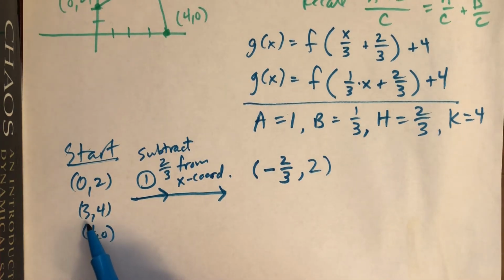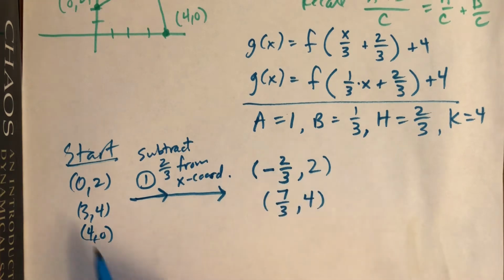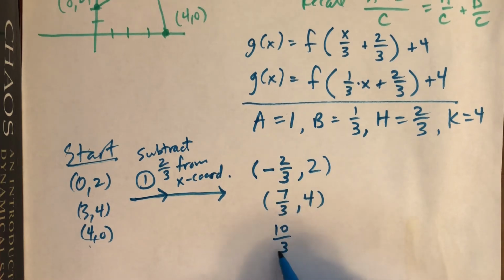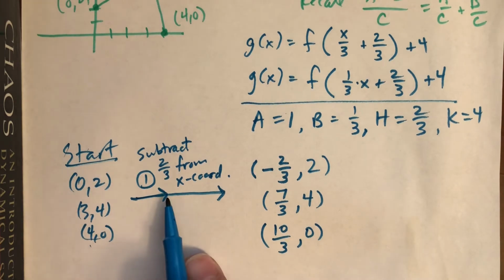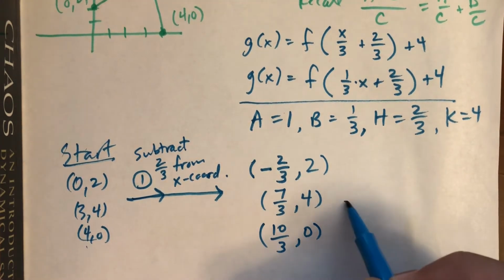So we know that 3 is 9/3. If we take away 2/3, that would be 7/3. 4, that is 12/3. So take away 2, we would have 10/3. Okay. We did it. So we subtracted 2/3 from all of our x coordinates. That's our first step. And then we can do our second step.